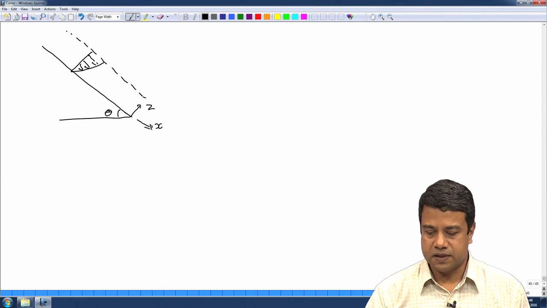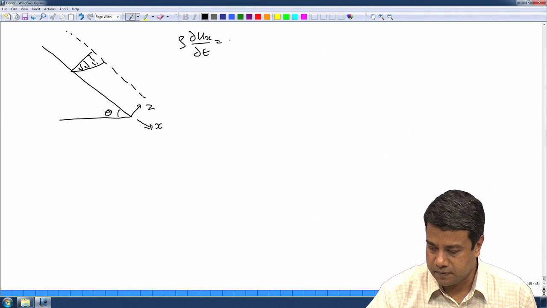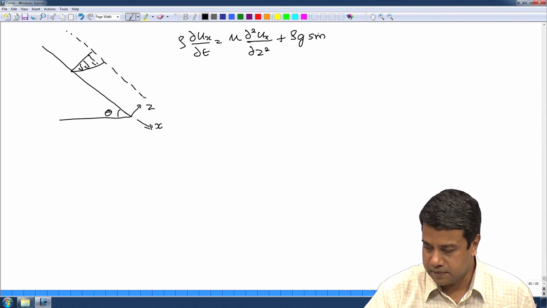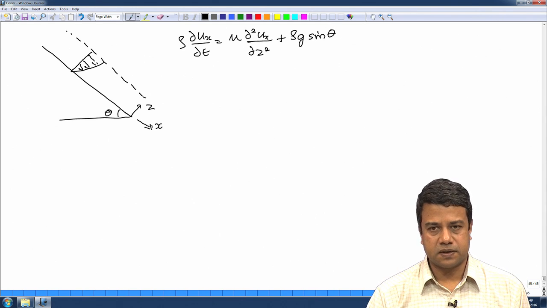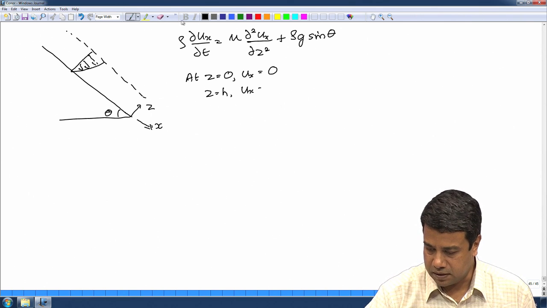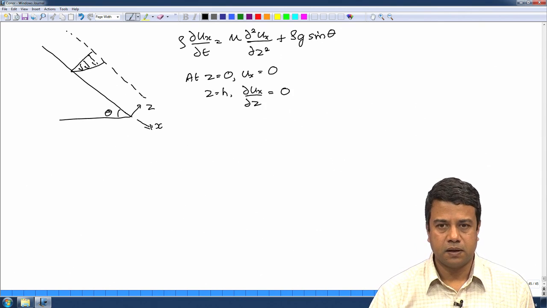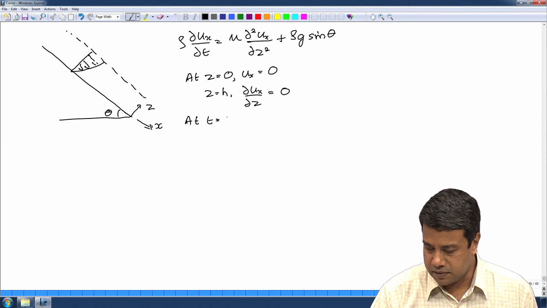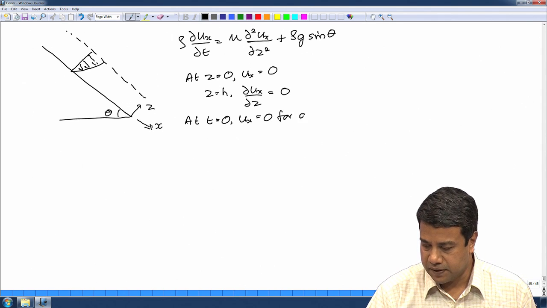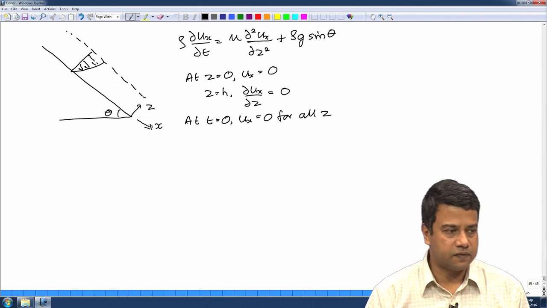So, in that case my conservation equation becomes rho times partial u x by partial t is equal to mu times partial square u x by partial z square plus rho g sine theta. That is my differential equation. The boundary conditions: at z equal to 0, u x is equal to 0; at z equal to h, the derivative of u x is 0. And at t equal to 0, u x is equal to 0 for all z. So, at t equal to 0, the gravitational acceleration is just switched on, and therefore, the film starts to flow.